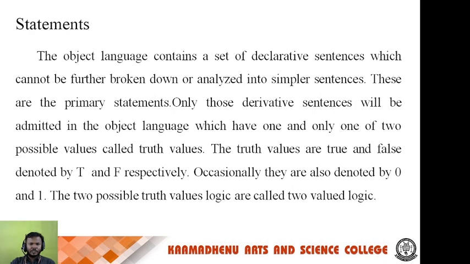Only those declarative sentences will be admitted in the object language which have one and only one of two possible values called truth values. The truth values are true and false, denoted by the capital letters T and F respectively. Occasionally, they are also denoted by the numbers 0 and 1. Logic with two possible truth values is called two-valued logic.